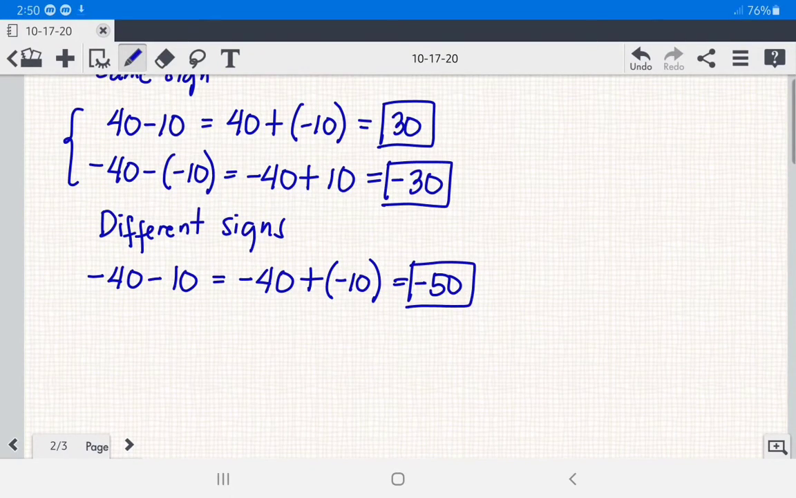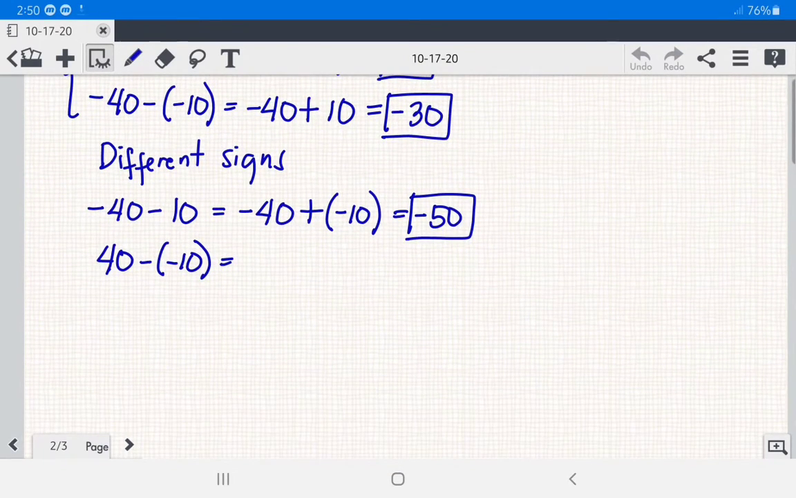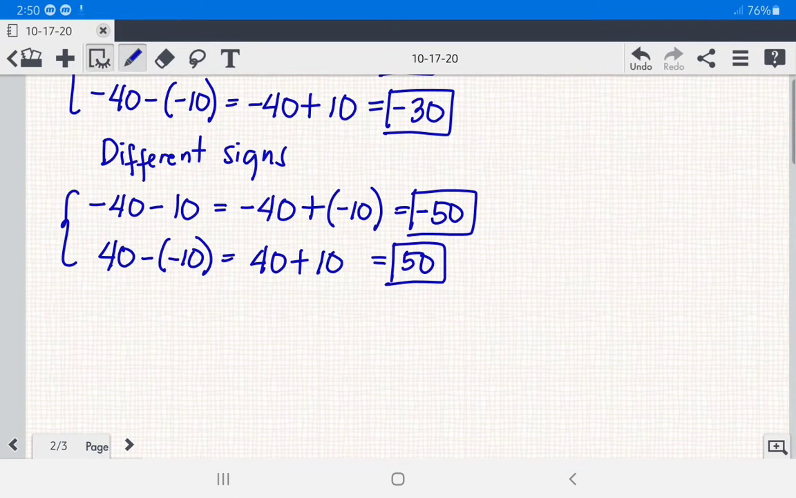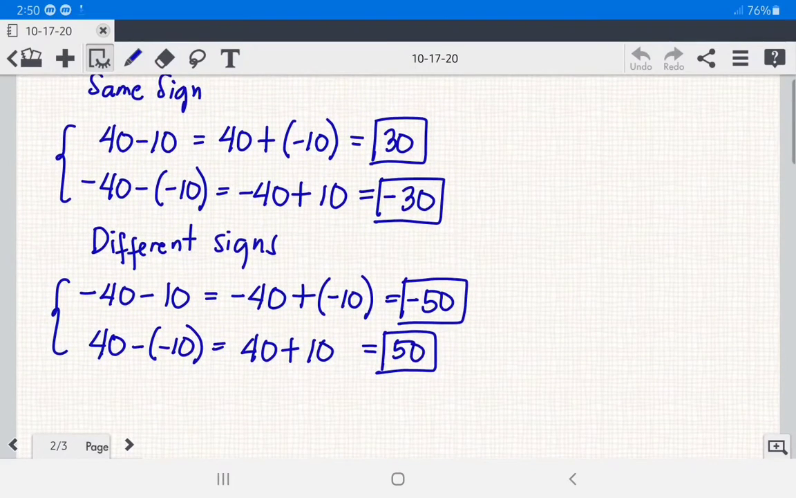Okay. Next, how about if we have 40 minus negative 10? Okay, so I told you that negative times negative, or double negative, we have positive. So we have 40 plus 10. So this is very easy. We have 50. Okay? So that's it. So this is of different signs.